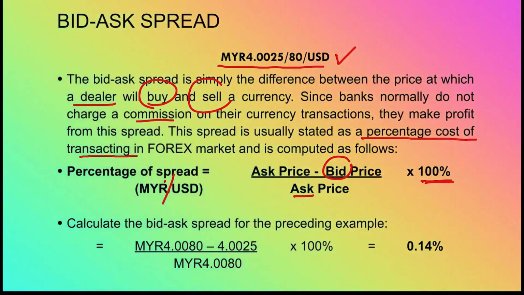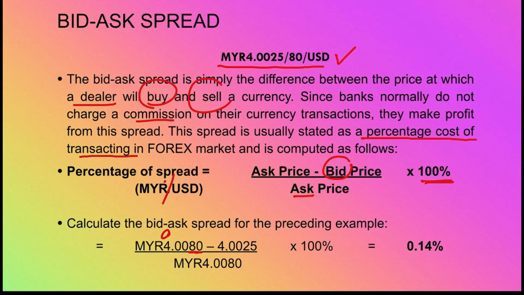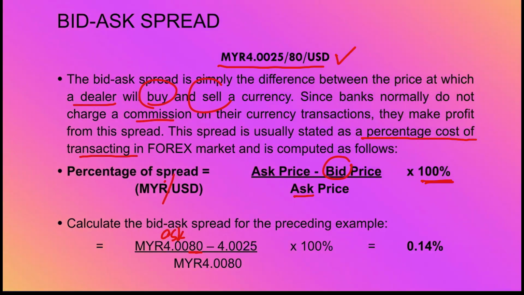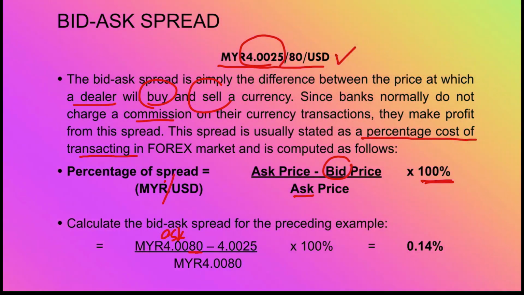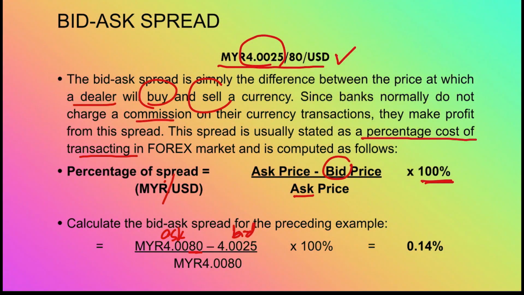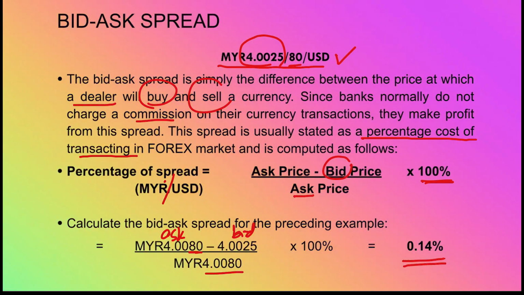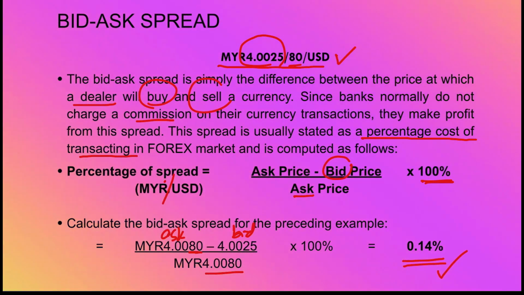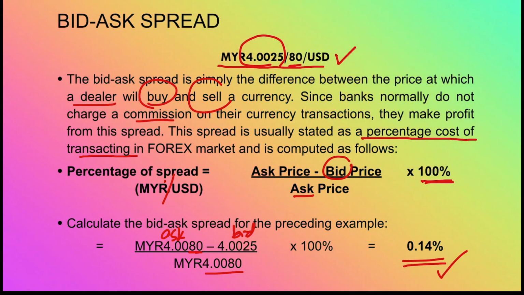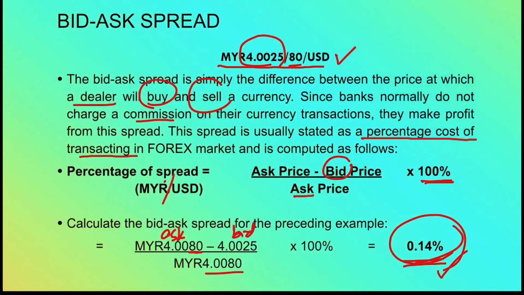So 4.0080, this one is the ask price, minus 4.0025, this one is the bid price, and divided by the ask price, 4.0080, times 100%, and the answer would be 0.14%. So this is the percentage cost of transacting in the forex market. And they will get the profit based on this value.